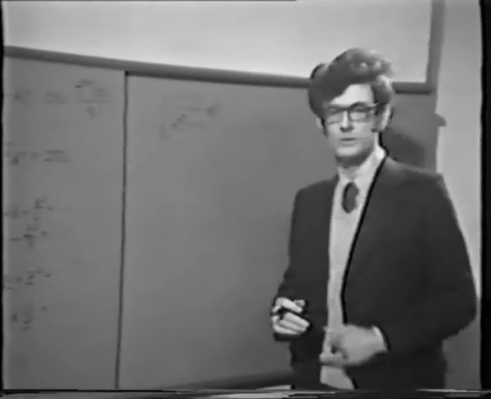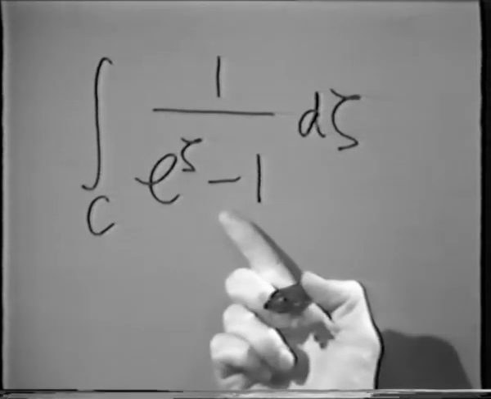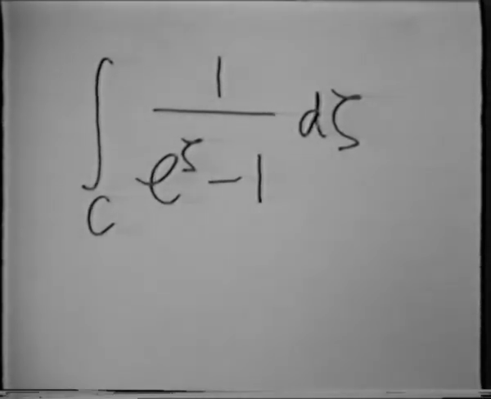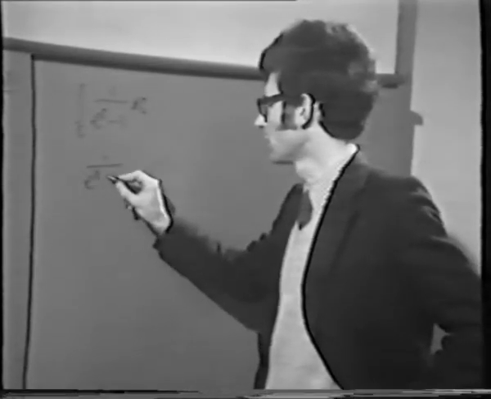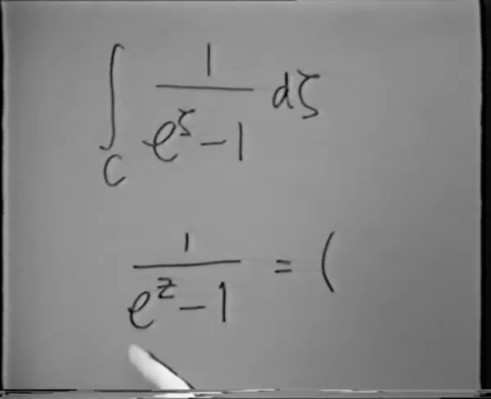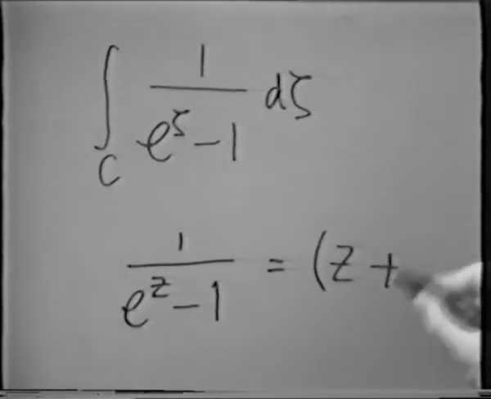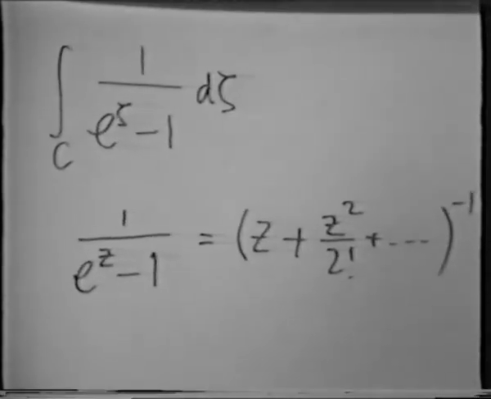Let's go back to the example as I had before. This is a function, remember, that has a singularity at the origin. And if I'm to evaluate that integral by using Laurent's theorem, what have I got to do? I've got to find the Laurent series for this thing and pick out the coefficient of 1 over z. Well now, 1 over e to the z minus 1, well, if I take the Taylor series for e to the z, the 1 takes off the first term, and that leaves me with z plus z squared over 2 factorial, and so on, all to the power minus 1.